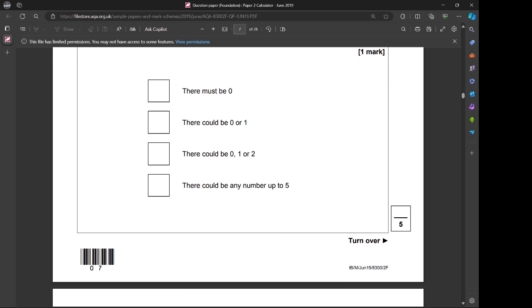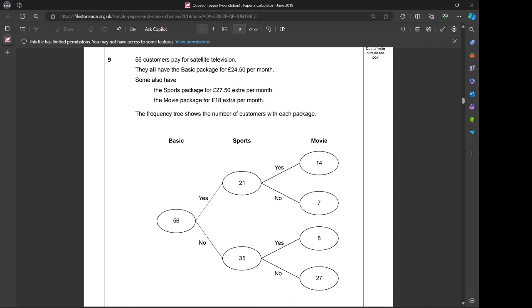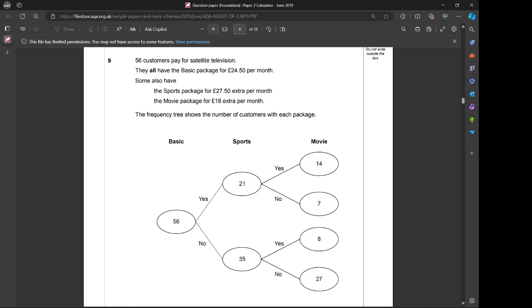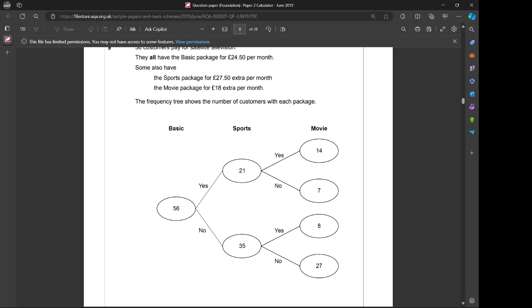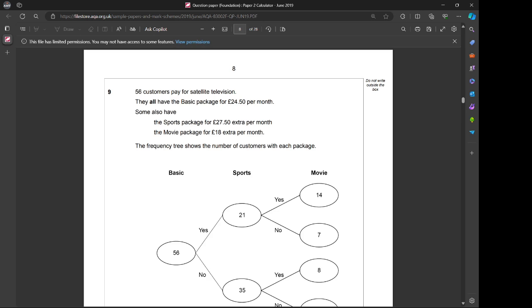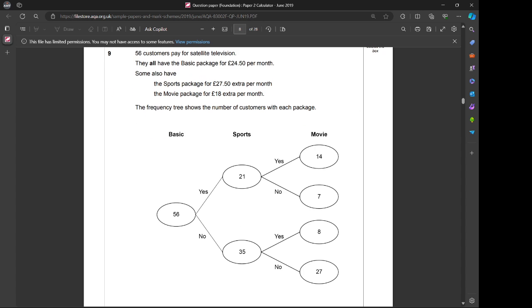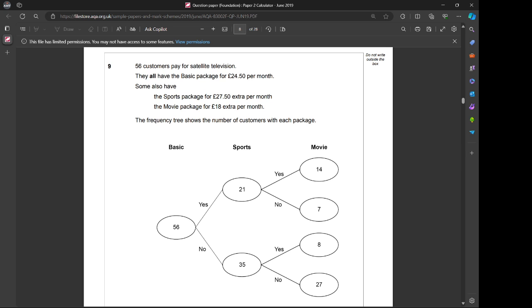Let's move on, okay? Right, another question. Again, another classic question on the foundation tier, okay? So we've got a 4 marker there, okay? It says in total, how much do the 56 customers pay? So how much do they all pay in total? Okay, so I'll give you around 4 minutes to try this question, and then we can talk about it.